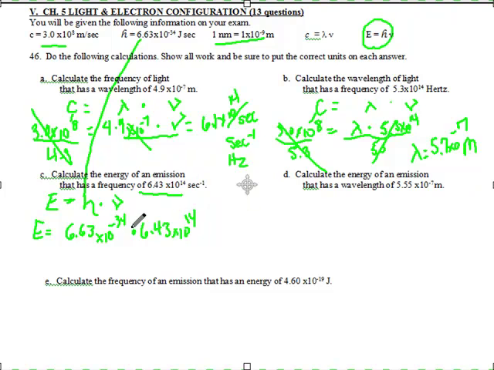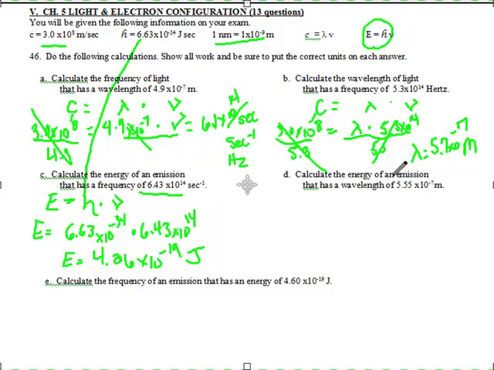And this is pretty straightforward. It's just multiply these two and you get the energy. So energy is going to be 4.26 times 10 to the negative 19th. And then energy is measured in joules for now. So we're going to put the J over there, and there's our answer.